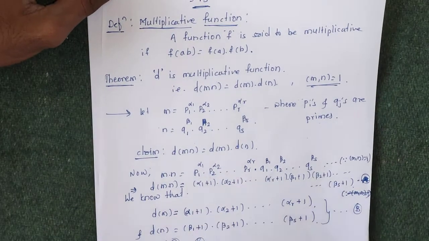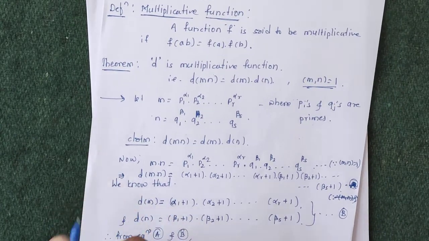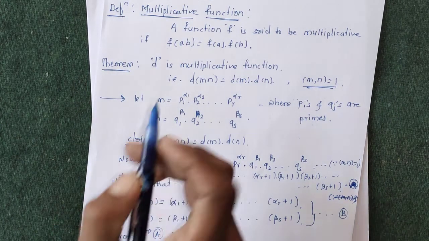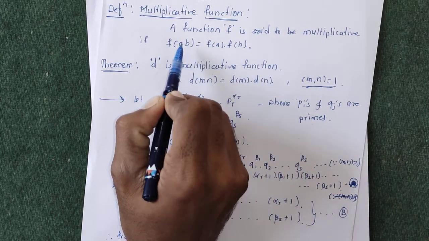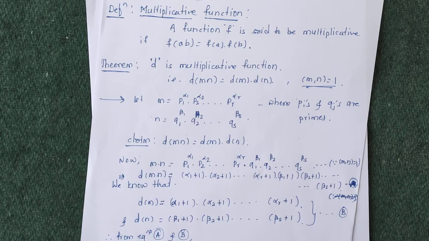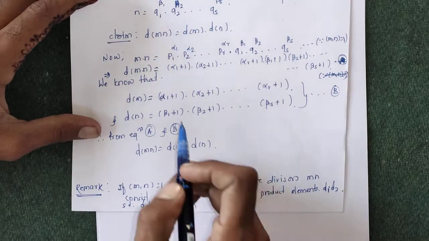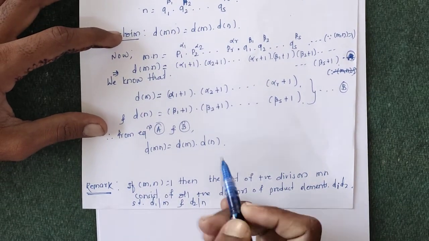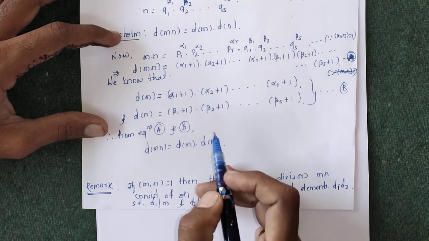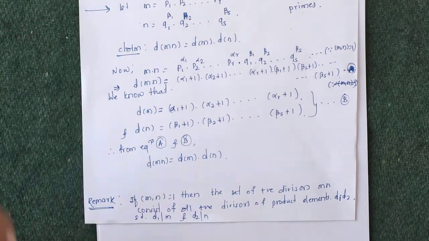In the previous lecture we have seen the multiplicative function, that is the definition of multiplicative function, one theorem on that and one remark. I think this was the last lecture's notes. A function f is said to be multiplicative if f of ab is equal to f of a into f of b, for GCD of a and b equal to 1. After that we saw the theorem that d, sigma, omega, all those functions, which we have seen at the start of this chapter, are multiplicative.